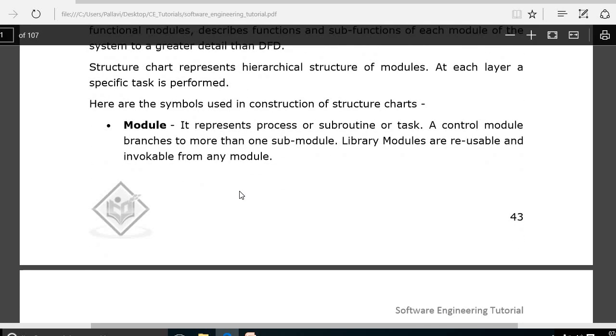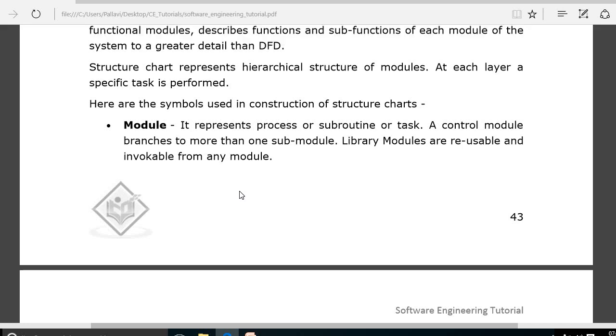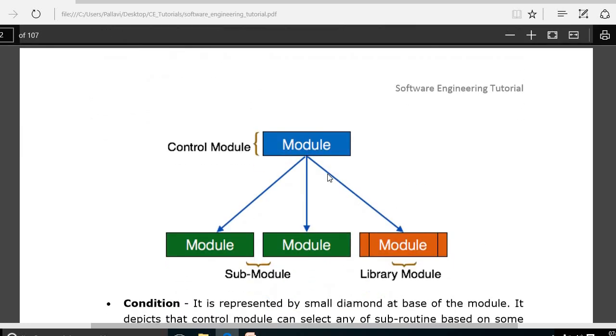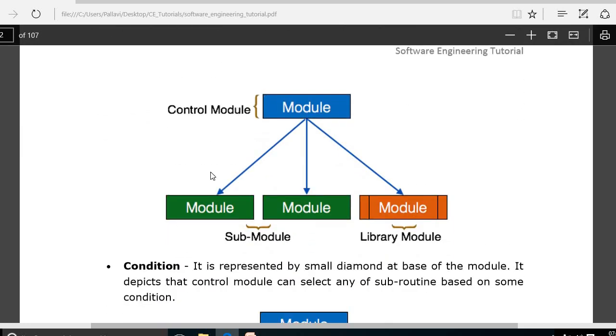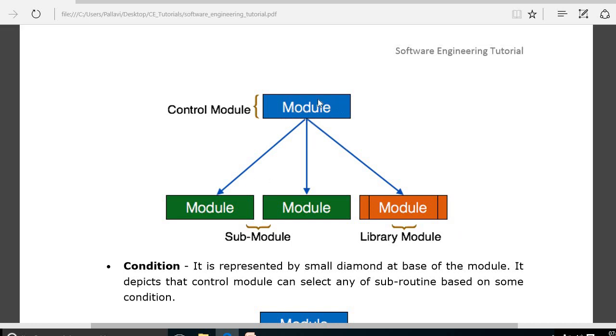So here are the symbols and construction of structures. Module: it represents a processor or subroutine or task. A control module branches to more than one submodule. Next, if we see this control module and these submodules, if we divide again, this control module controls this submodule.